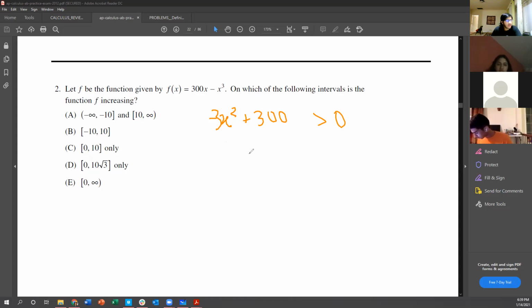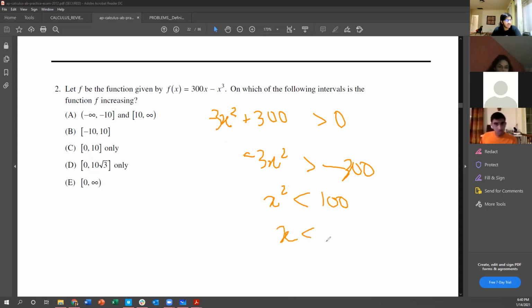So we know that negative 3x squared will be greater than negative 300. We know that x squared will be less than 100. That means x is less than 10, and x is greater than negative 10. Is that correct? Does that seem logical?